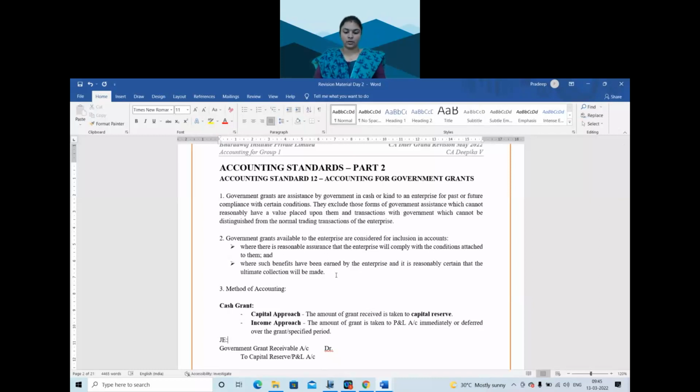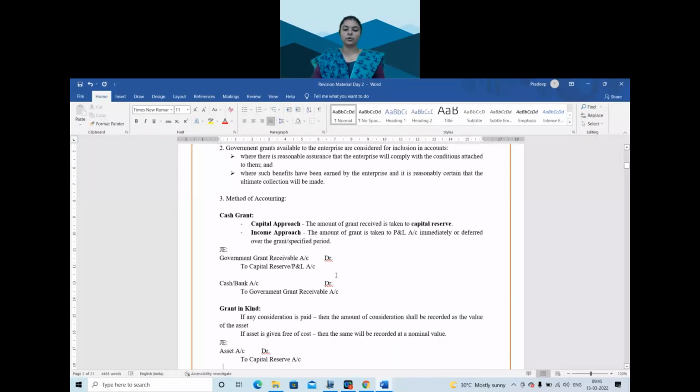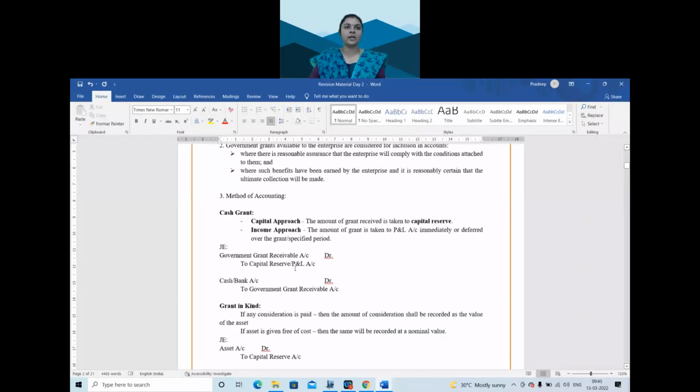Okay. So if you see the journal entries, it is grant receivable account debit to either capital reserve if it is capital, or profit and loss account if it is revenue in nature. And then comes the receipt entry, which is cash or bank account debit when you actually receive the money, to government grant receivable. So the first one is the accrual entry and the second one is the receipt entry. So this is about cash grants. Clear with this so far?